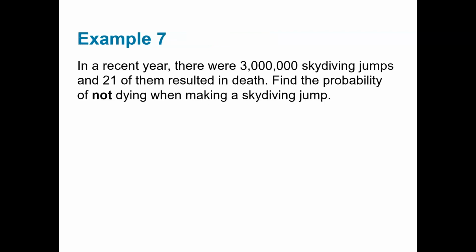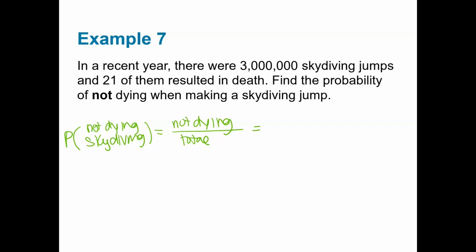So in a recent year, there were 3 million skydiving jumps and 21 of them resulted in death. Find the probability of not dying while skydiving. We're still looking over the total, as always, our denominator, and then the people that didn't die. So how many people didn't die? Well, it's the 3 million minus 21.